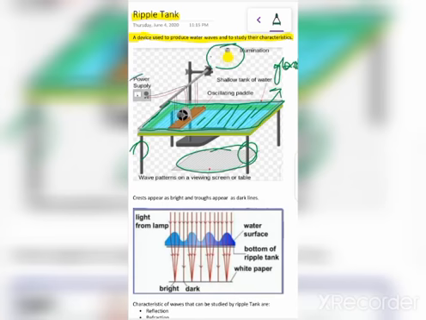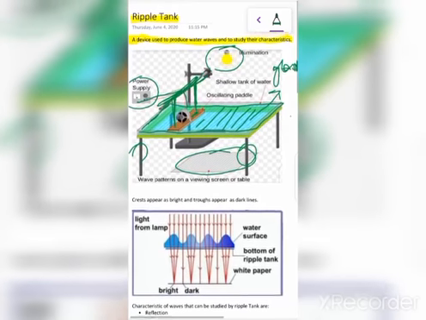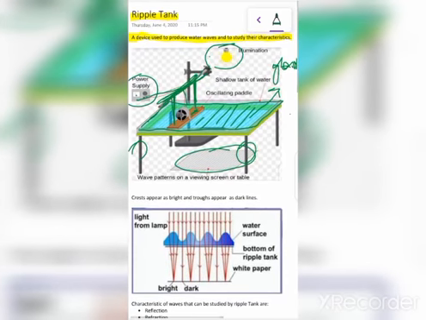A power supply is here which will give power to the vibrator. The vibrator is an oscillating pedal. This wooden pedal is hung from the stand and it is joined with the power supply. When this power supply is turned on, the pedal will start oscillating.